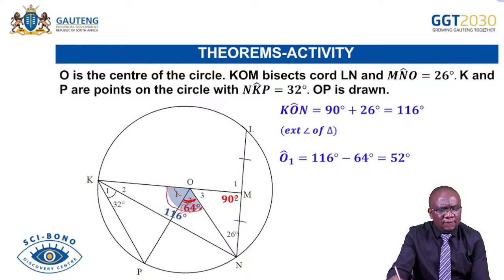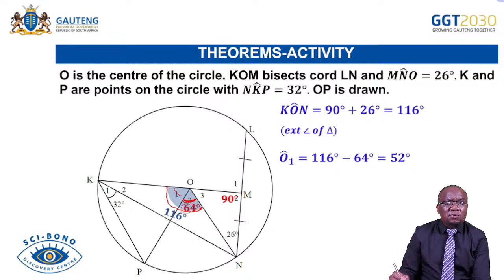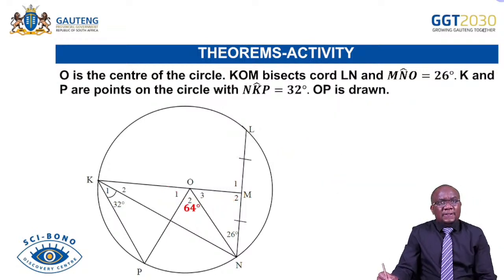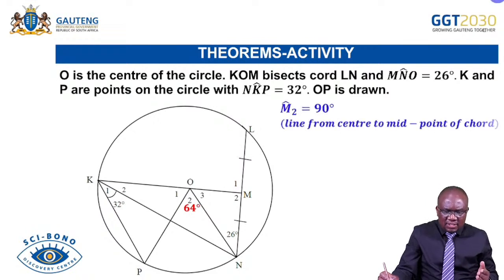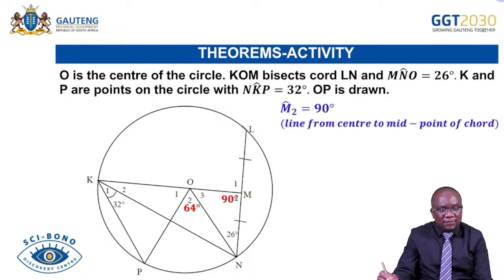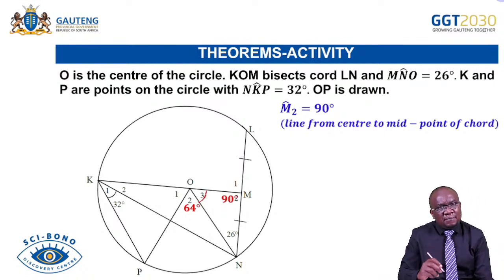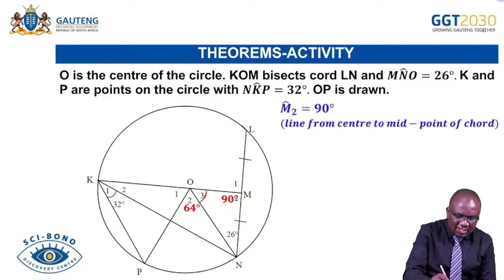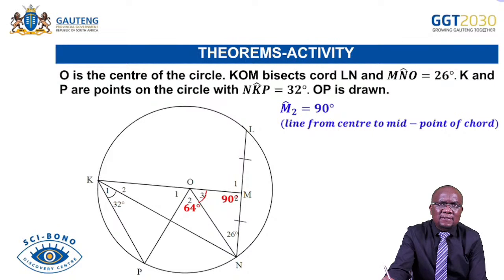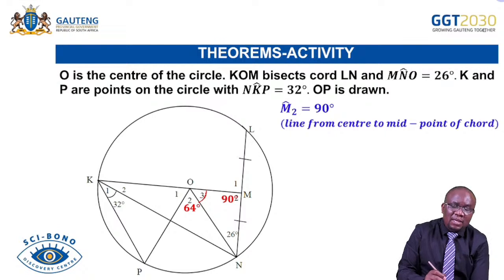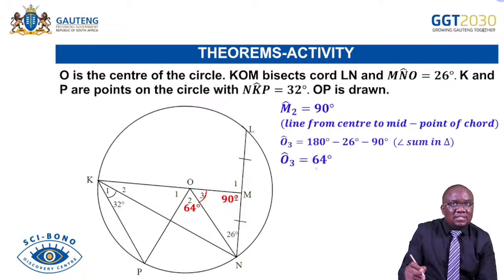Do we have another method? Yes, we have. As long as you are doing your mathematics correctly, you will get the same answer, so don't stress. Now, that is 52 degrees. Or you can do this. Now this angle here, M2, is 90 degrees. We agreed. Then we can find O3 using what? Angle sum in a triangle. So 90 plus 26 plus O3 must give us 180 degrees, because these are angles in a triangle. And then we get O3. So O3 is 64.